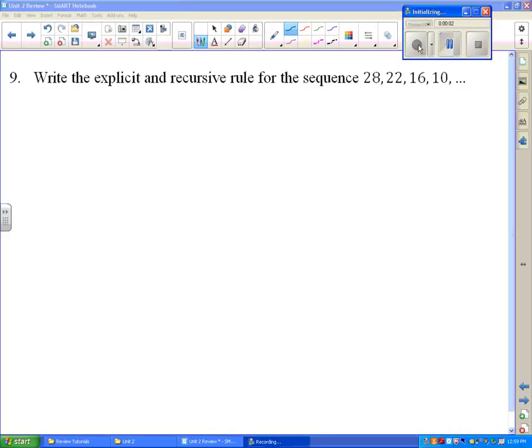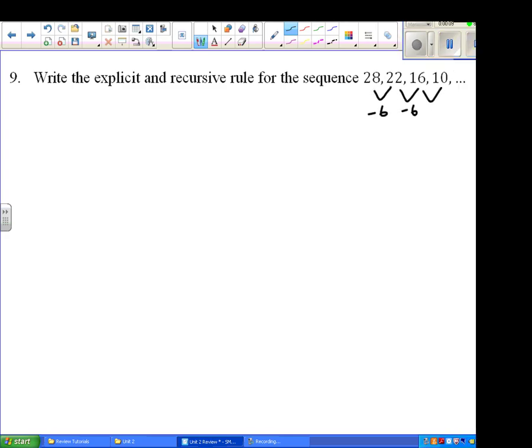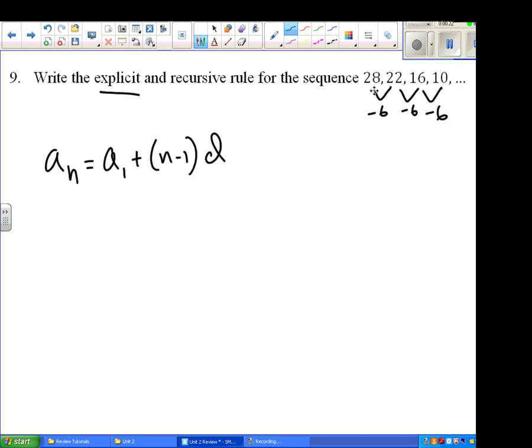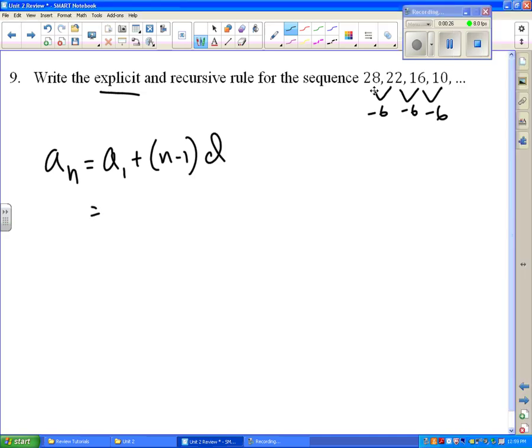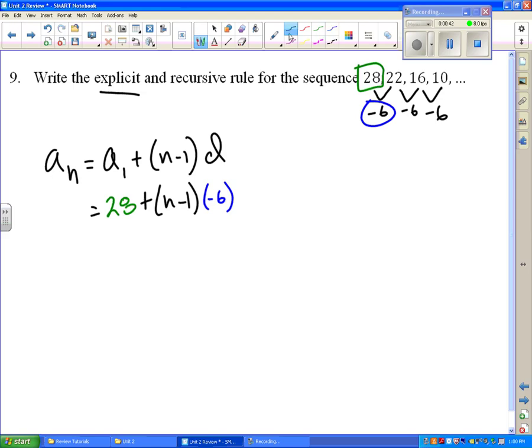Question 9, write the explicit and recursive rule for the sequence. So let's find out a little bit about it. Looks like it's going down by 6 each time. All right, so our general form of our explicit rule is A of n is the first term plus n minus 1 times d, where we need our first term, which in this case is 28. So 28 plus n minus 1 times our d, which in this case is negative 6. Now I'm multiplying, so I make sure I put that in parentheses here. So now I've got to distribute, so this makes negative 6n, and distribute again, plus 6, and don't forget about the plus 28. So my explicit rule is negative 6n plus, what is that, 34.